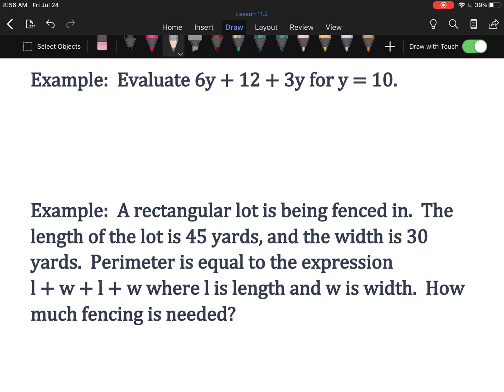Evaluate 6y plus 12 plus 3y for y being 10. Well, in the expression, I see 6 y's at the beginning and 3 y's later on. If I have 6 y's and I get 3 y's later, don't I really just have 9 y's plus that 12? Now we can substitute. Instead of 9 times y, we'll do 9 times 10 since we're told y is 10. 9 times 10 is 90, and 90 plus 12 is 102.